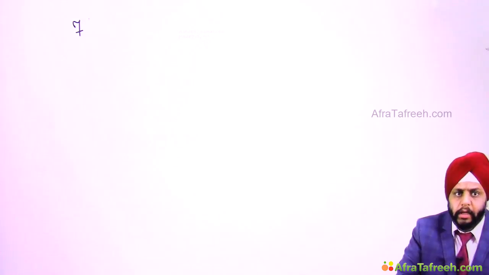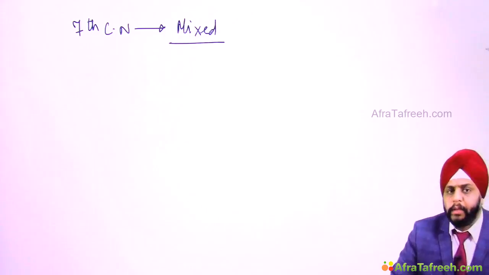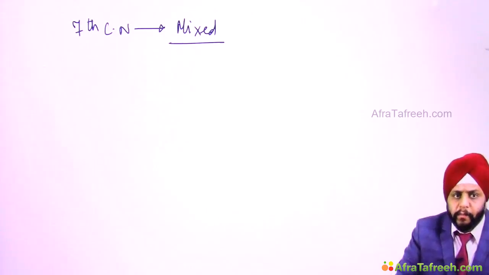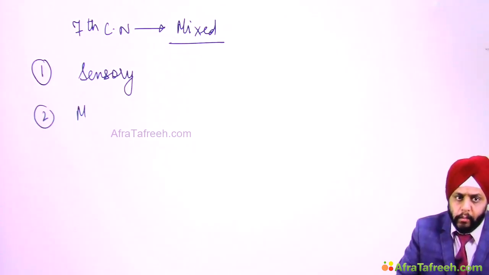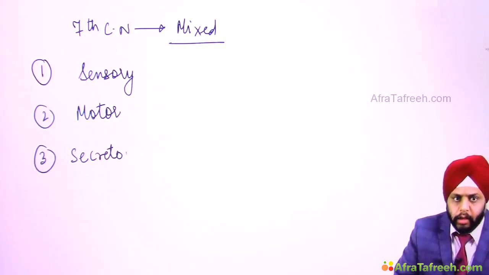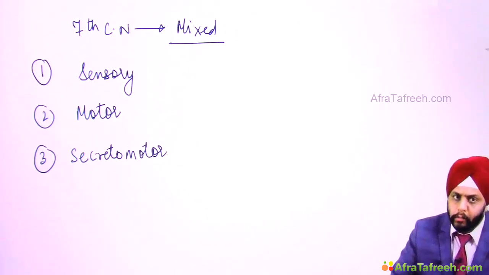Facial nerve is the seventh cranial nerve, right? And this nerve is a mixed cranial nerve. So what do we mean by mixed cranial nerve? With the meaning of mixed, we mean that it has three functions. Which three functions? It has sensory function, it has motor function, and it has secretomotor function. Okay, so three functions: sensory, motor, secretomotor function.